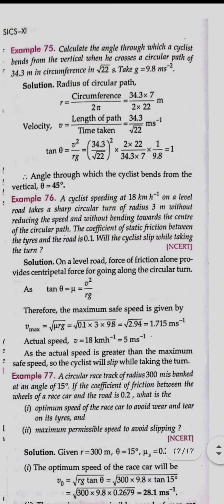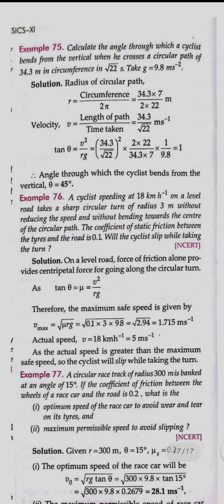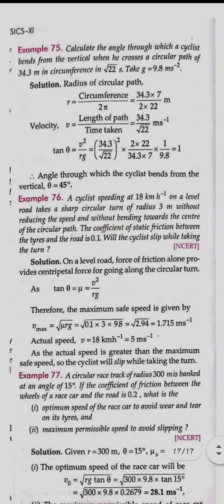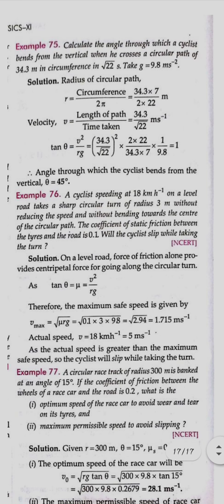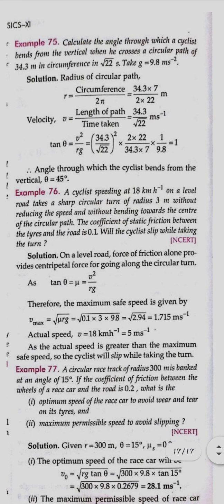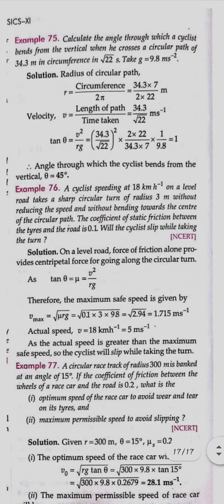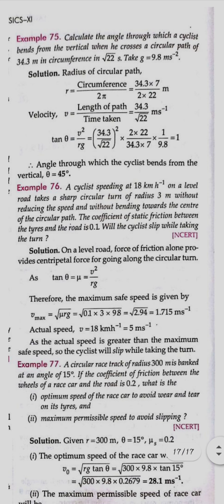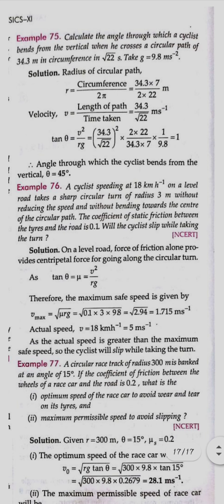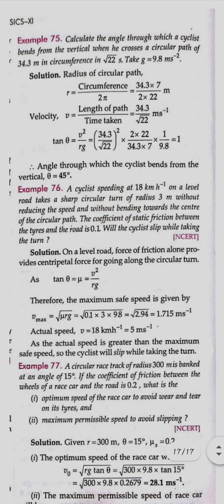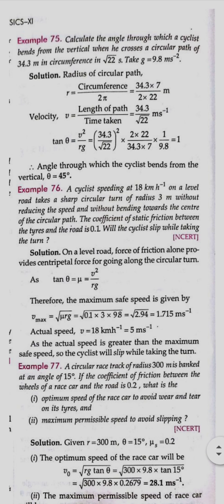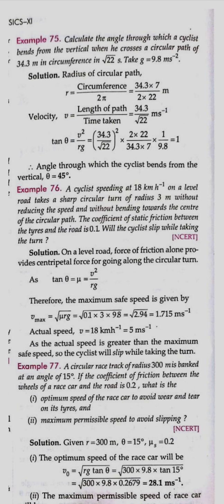Let us calculate the angle through which a cycle should bend from the vertical when it crosses a circular path of 34.3 in circumference in under root 22 seconds. So tan theta equals v square by rg, and what is v? Distance travelled upon time taken. The distance is the length of the path, 34.3, upon the time taken, under root 22 seconds.